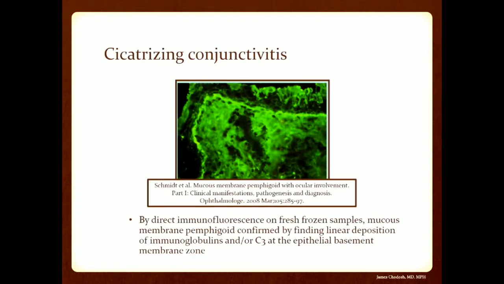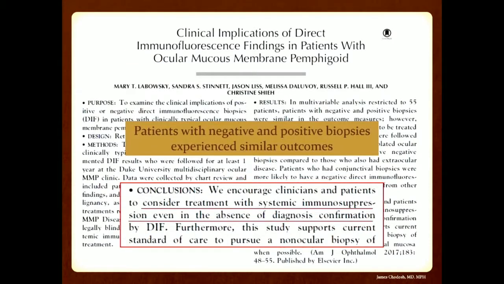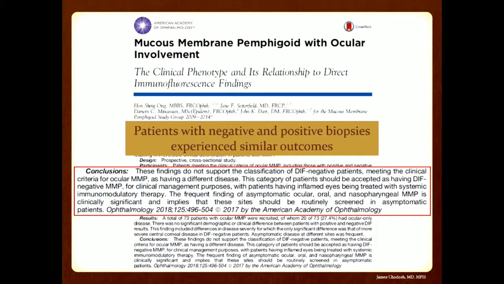This is an example, Virender showed you an example of direct immunofluorescence. You're looking for immunoglobulins or C3. If there's IgA predominantly, that's linear IgA dermatosis. All right. But then, more recently, several papers came out. This paper from 2017 showed that patients with negative and positive biopsies had the same outcome. They progressed in the same way. So clinically, it was the same disease. And then this paper that just came out very recently, 2018, suggested again that patients with negative and positive biopsies had similar outcomes.